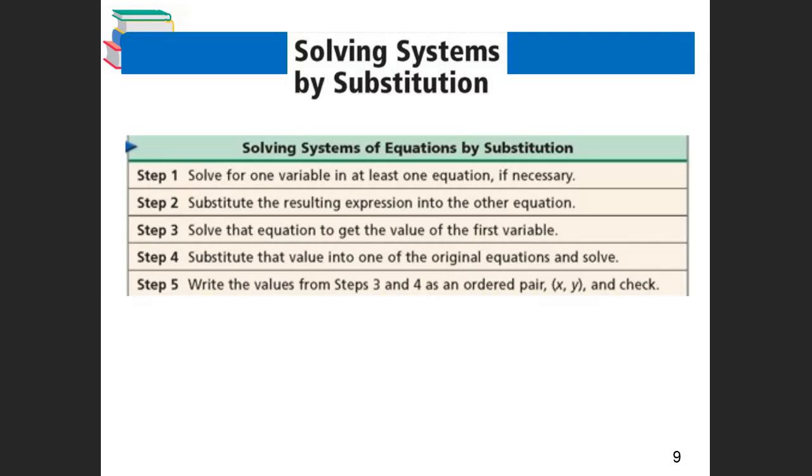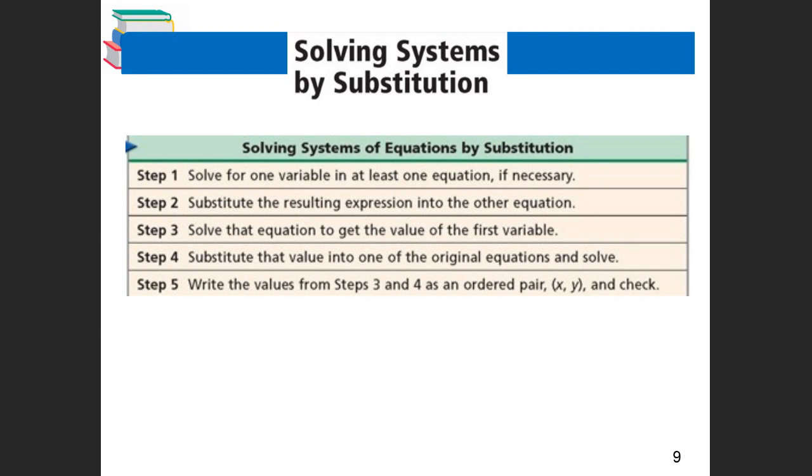All right. Another way of solving a system of equations is by using substitution. The steps for substitution are below. Step 1, solve for one variable in at least one equation, if necessary. Step 2, substitute the resulting expression into the other equation. Step 3, solve that equation to get the value of the first variable. Step 4, substitute that first variable into one of the equations to get your second variable, and then write your answer as an ordered pair.